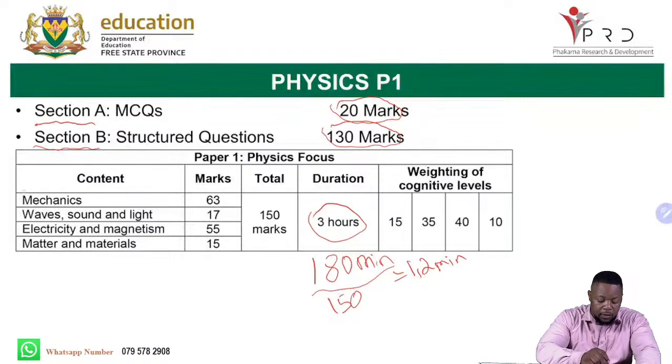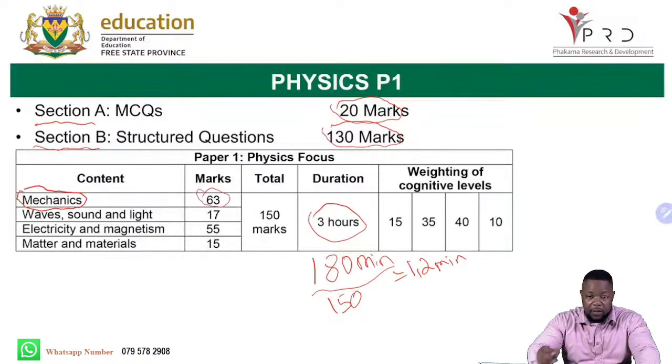We see the content in mechanics, which is allocated 63 marks. That is the bulk of the marks. Under mechanics, we have Newton's laws of motion, projectile motion, momentum, and work, energy and power. So when you prepare for your examination, bear in mind that mechanics is allocated most of the marks, and more time should therefore be given to those sections.